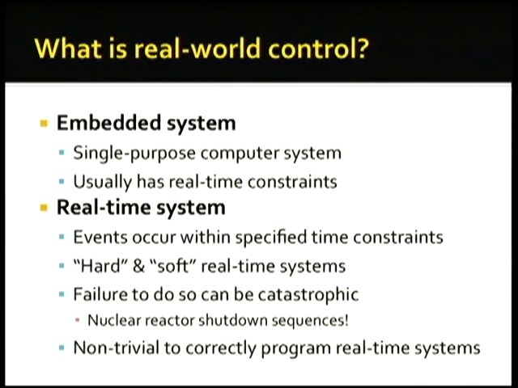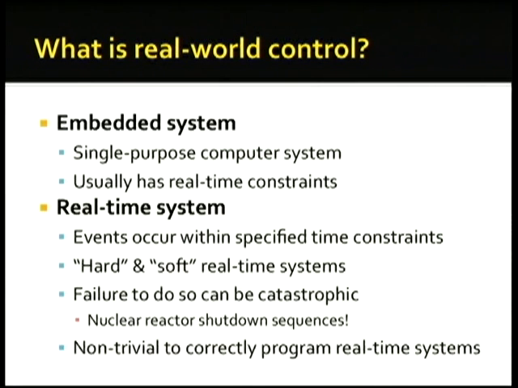What is real-world control? If you're not familiar with terms like embedded system and real-time programming, basically an embedded system is a single-purpose computer. It could be a mobile phone, it could be the smart little microprocessor in the back of your microwave oven. It could be the pacemaker that you've got ticking away in your heart at the moment. It usually has real-time constraints, especially if it's a pacemaker. You want that thing to just work really reliably.